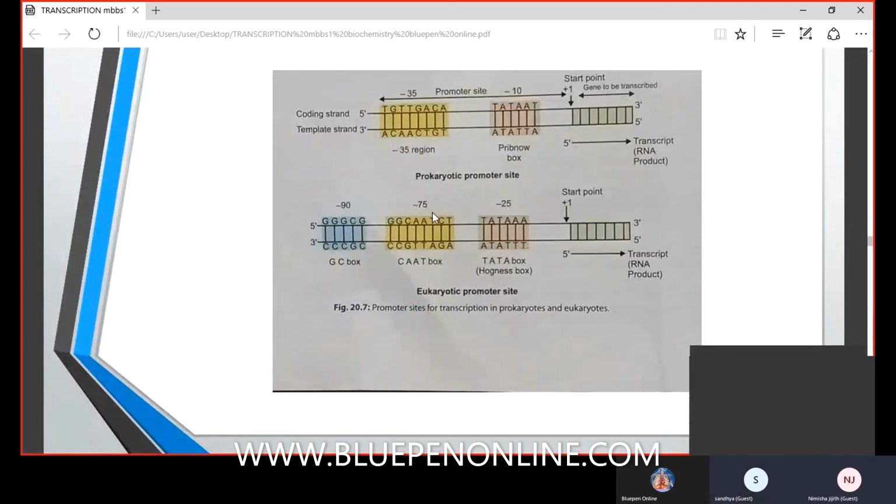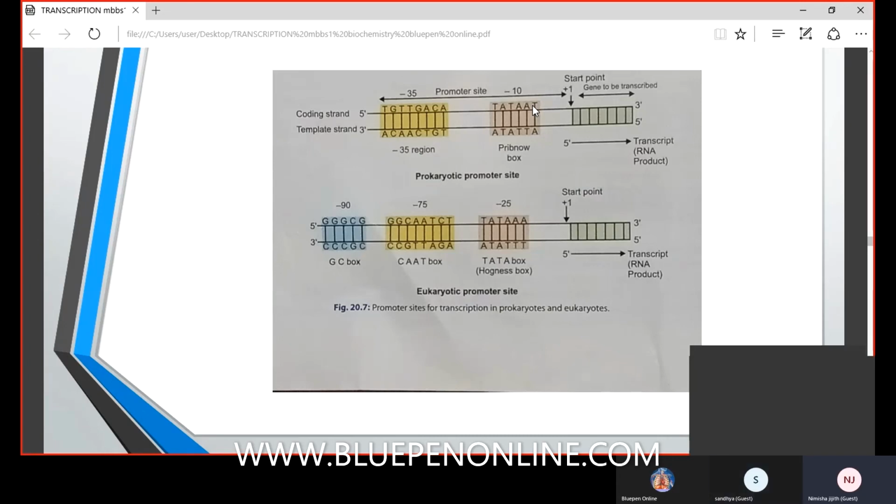Before that region, this is the start point, the transcription start point. The gene to be transcribed lies in this position. Before that region, we can see the promoter site. At first, we discussed that there are three parts in transcription: promoter site, transcription site, and termination site.